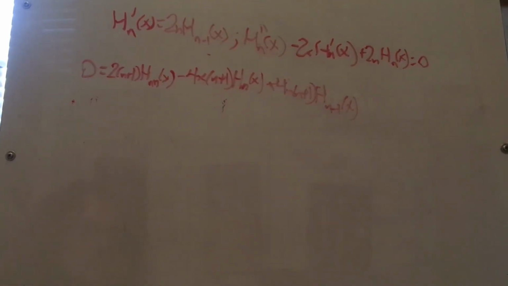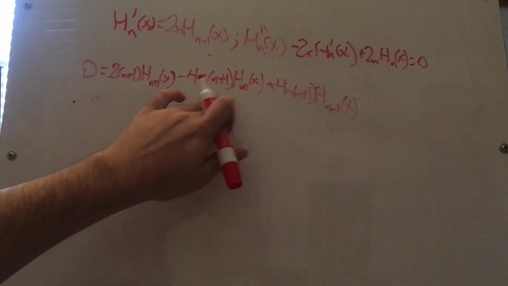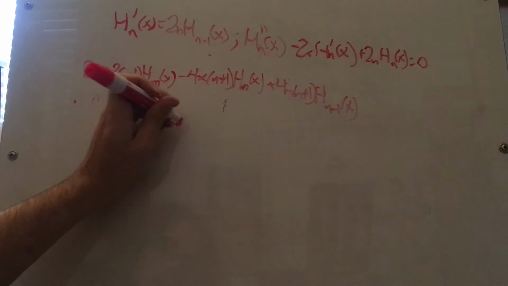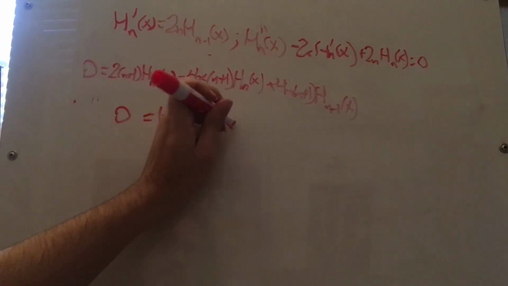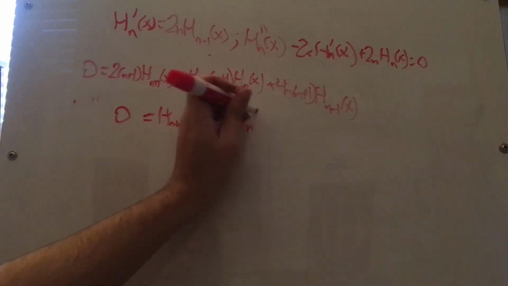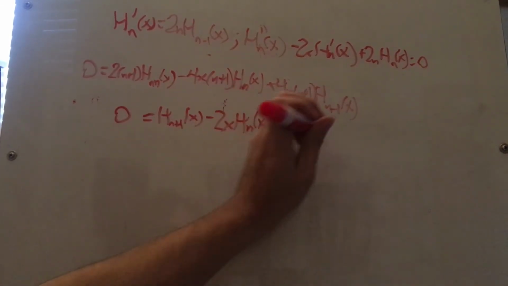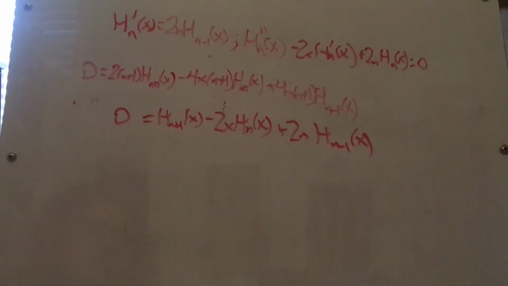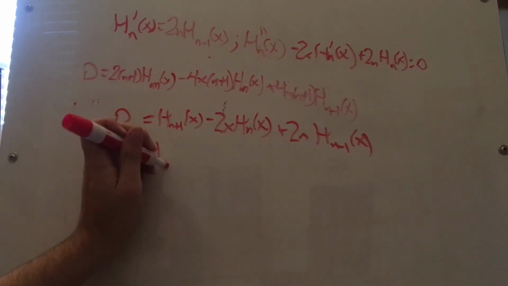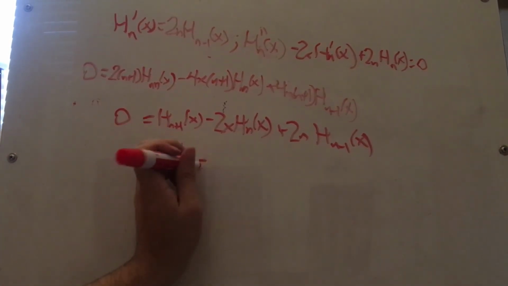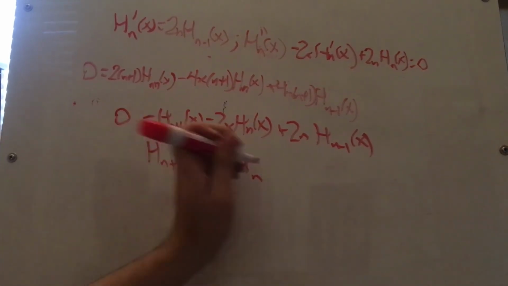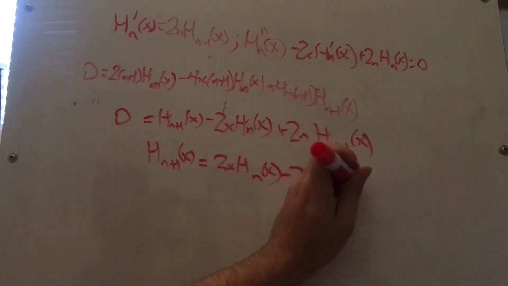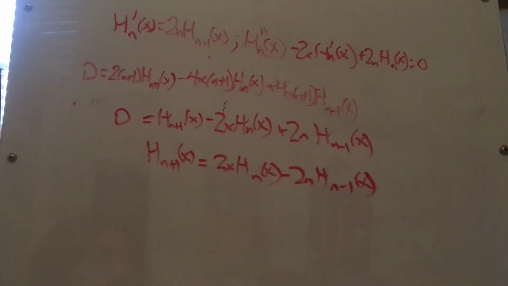So we're almost there. The first thing we're going to do is get rid of the 2(n+1), since that's a common factor throughout all of these, which gives us 0 is equal to H_{n+1} of x minus 2x H_n of x plus 2n H_{n-1} of x. Then we just move this over to the other side and flip it around, so we get H_{n+1} of x equals 2x H_n of x minus 2n H_{n-1} of x, which is what we wanted, so we are done.